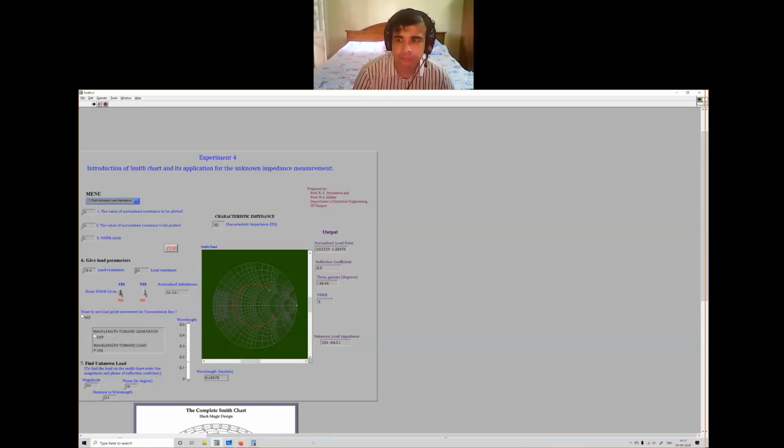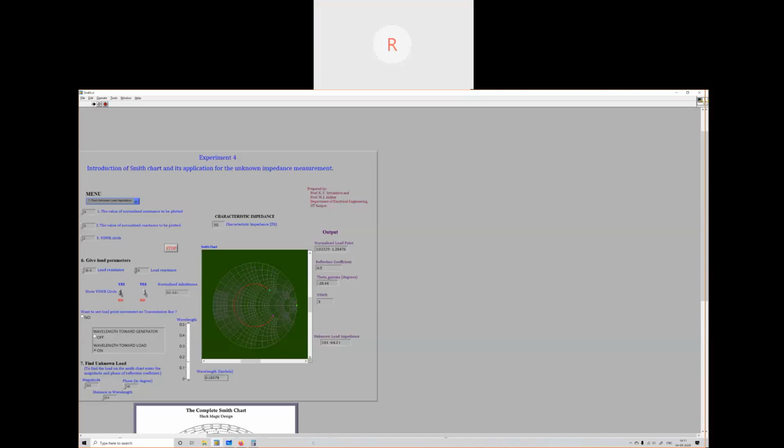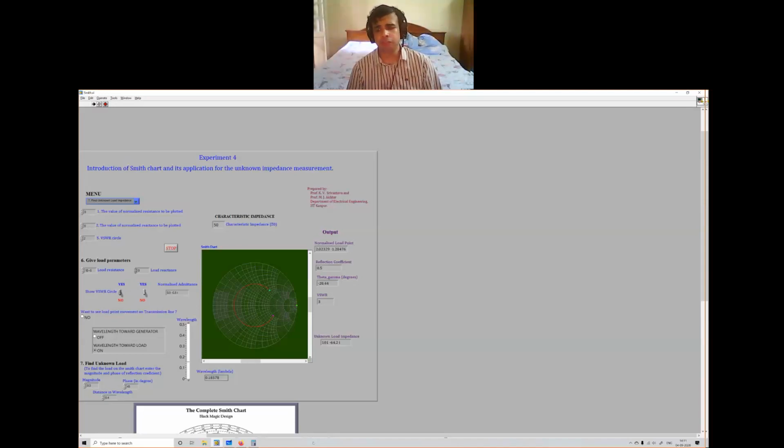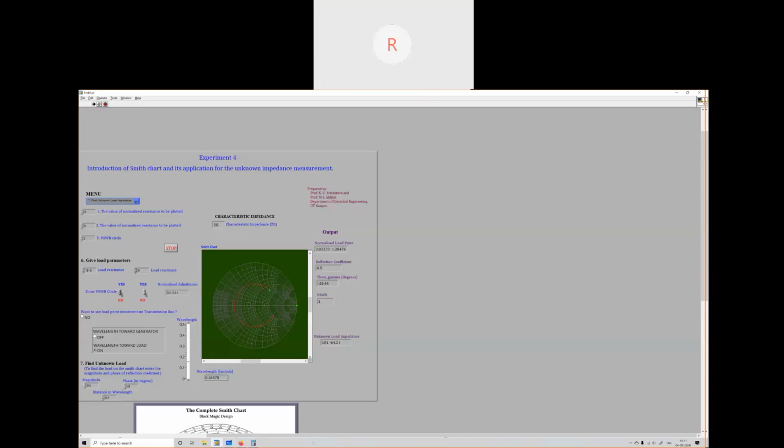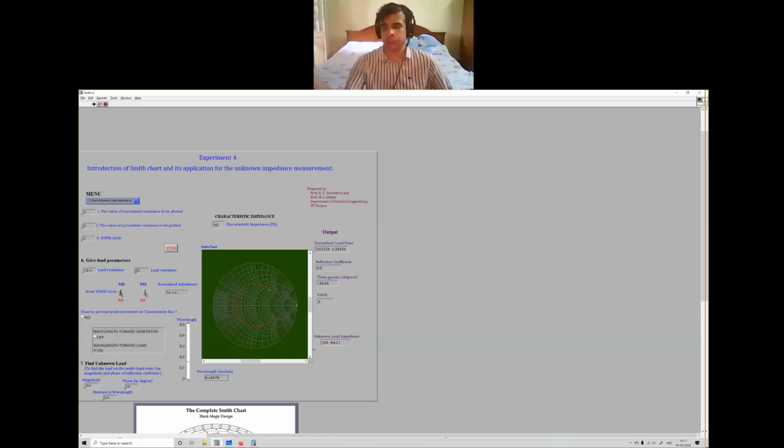Any questions? Sir, what are the screenshots we have to give for the simulation? From this lab, the small screenshots from 1 to 7. Or you can give the screenshot of a Smith chart and you can manually draw using Paint or whatever.